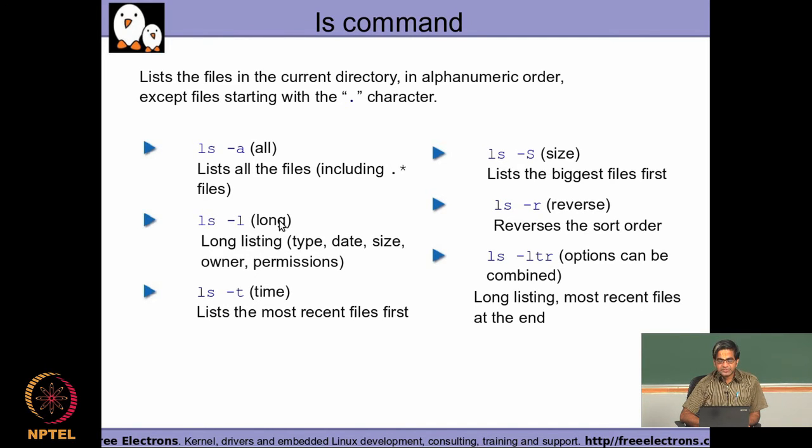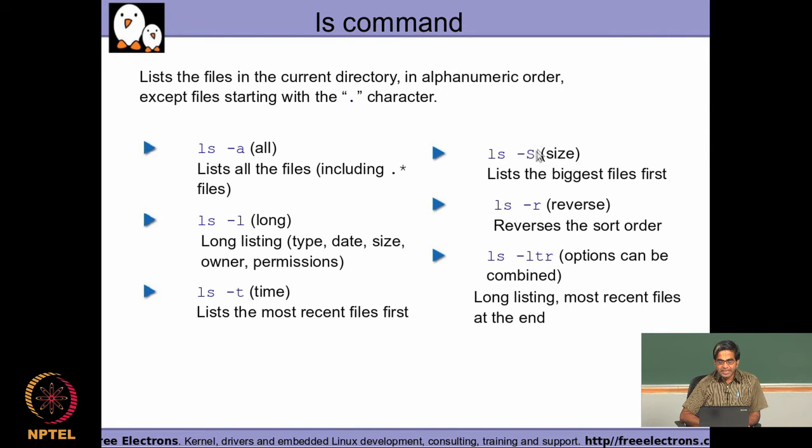So, the minus l stands for long. ls minus t stands for time. It basically sorts the list of files in such a way that my recent files will be listed at the top, and the older files which have been modified much earlier will be listed below that. So, in the order of the modification time of the files in that particular directory, the ls minus t option will be listing me the contents of that particular directory.